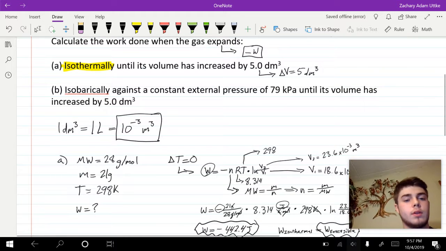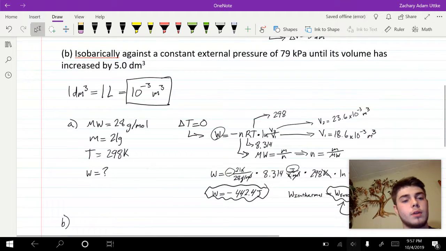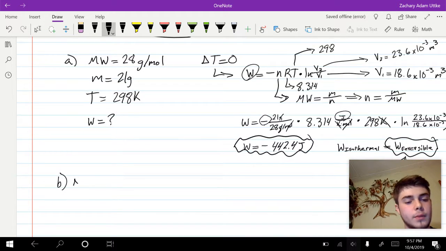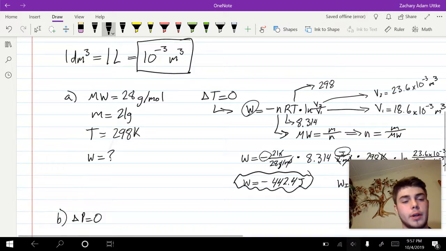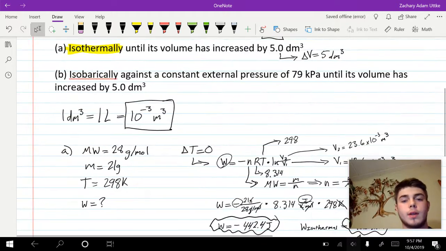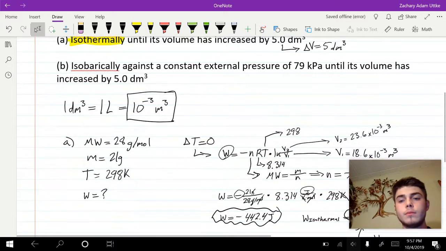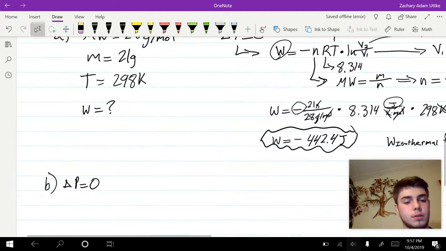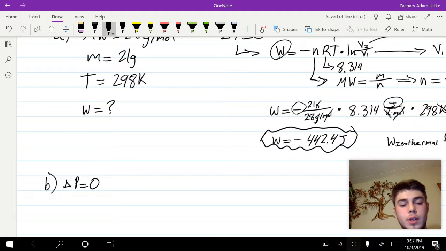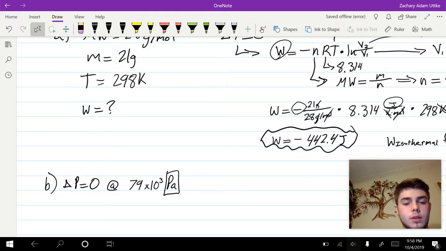Part B says, calculate the work done when the gas expands isobarically. So what does that mean? Isobaric means that pressure is not changing. So we're at a constant pressure, against a constant external pressure of 79 kilopascals. So delta P, the change in pressure, equals 0 at 79 times 10 to the third pascals. We want our units in pascals, so this is good.